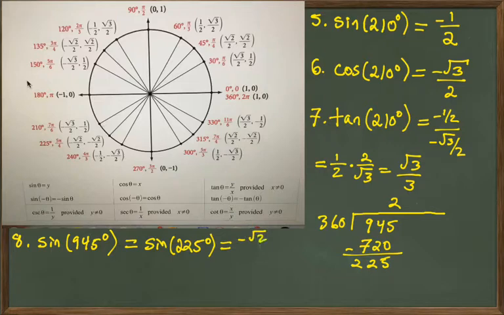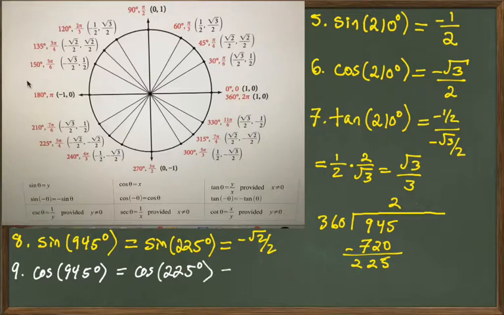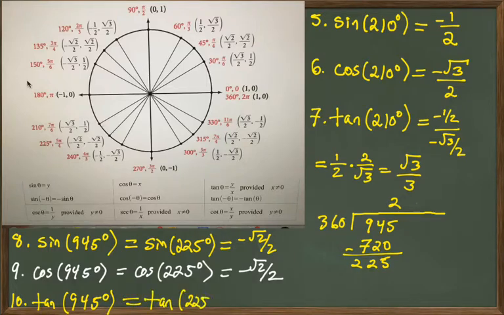And that's going to be the y-coordinate of negative root 2 over 2. The cosine of 945 degrees is going to be the same thing as the cosine of 225 degrees. And that's going to be negative root 2 over 2. And finally, the tangent of 945 degrees is the same thing as the tangent of 225 degrees. And that's going to be y over x, but both the y and the x are negative root 2 over 2, so it's going to be 1.